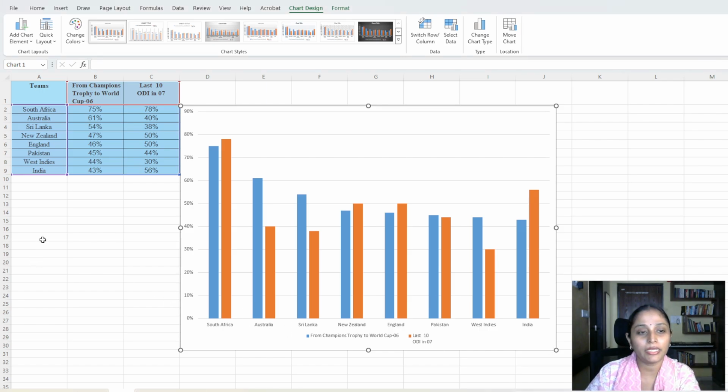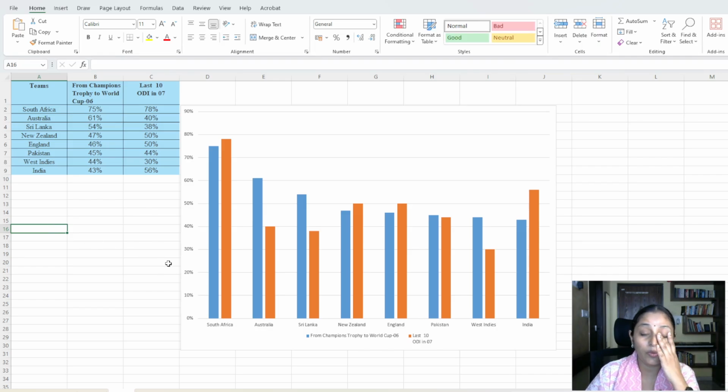You have 8 different teams here, and you have the comparison of blue bar with orange. The blue one is Champions Trophy to World Cup in 2006, and the orange one is the last 10 ODI in 2007. So you will see that the best performing, it's anyway given in order in the table itself. The best performing team is South Africa, right? And you will see that the performance of blue compared to orange is going up for a few teams like South Africa, India, England, New Zealand, whereas for the others it is coming down, right?